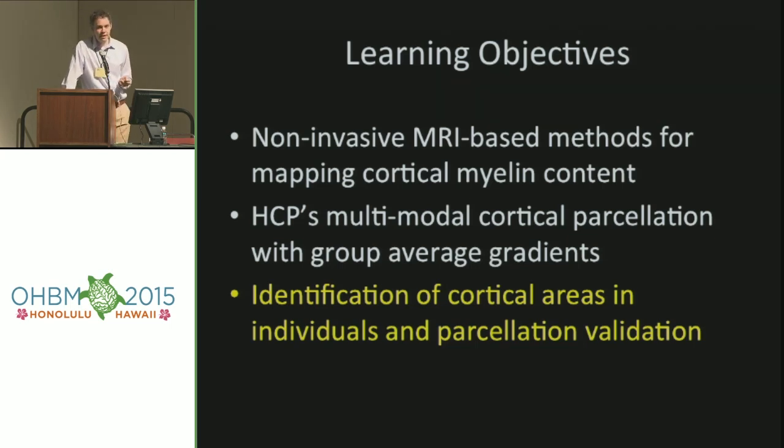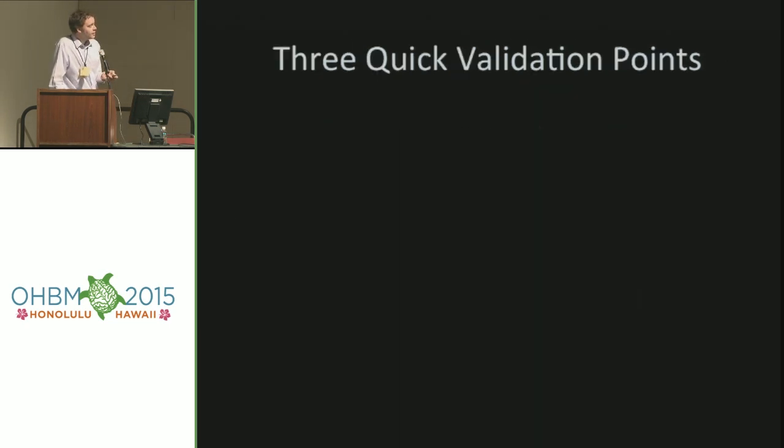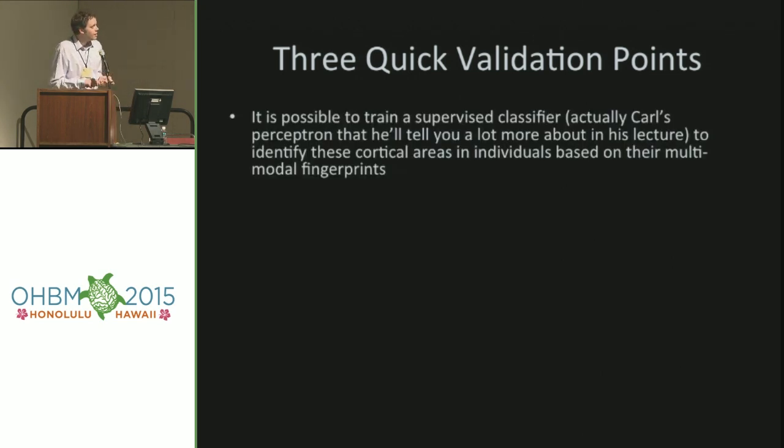So we've done this at the group average level. Now can we identify these cortical areas in individuals, and how do we validate the parcellation? I've only got time for 3 quick validation points. It is possible to train a supervised classifier, which is actually Carl Hacker's perceptron that he's going to tell you a lot more about in his lecture at the end of this course, to identify these cortical areas in individuals based on their multimodal fingerprints, the pattern across these multiple modalities.